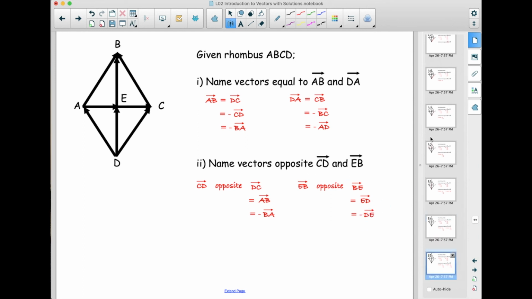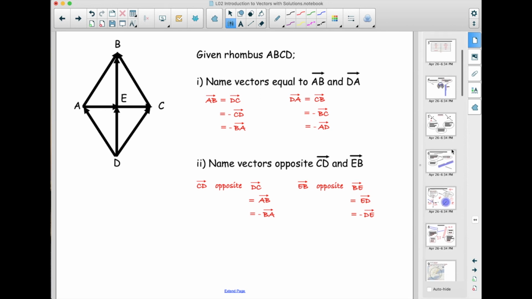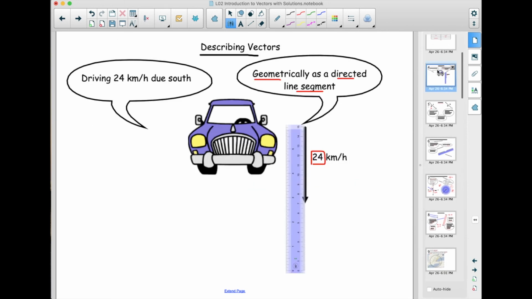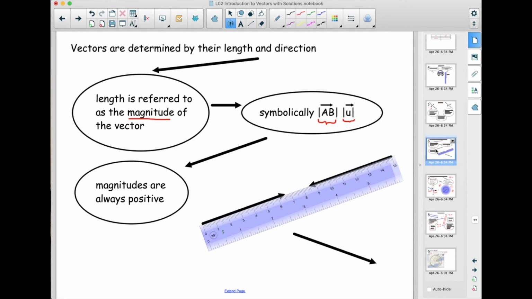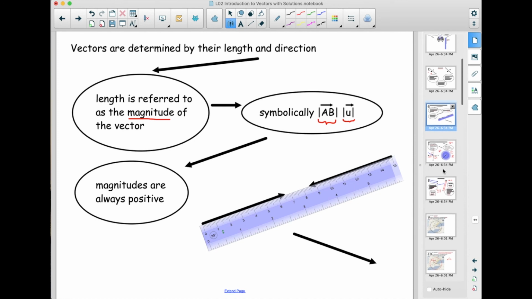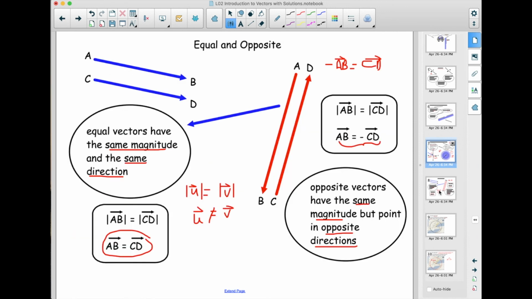All right, so that brings us to the end of this lesson. Bit of a shorter one. What were the key concepts that we were covering today? We're talking about what vectors were. Vectors have to have a direction and a magnitude. We talked about how you can name vectors. We talked about the symbols, these which look like an absolute value, do represent the magnitude of a vector. And in terms of measuring directions, we could use quadrant bearings or we could use bearings. And then we gave the definition of equal and opposite vectors.